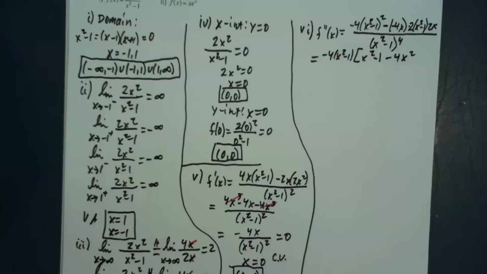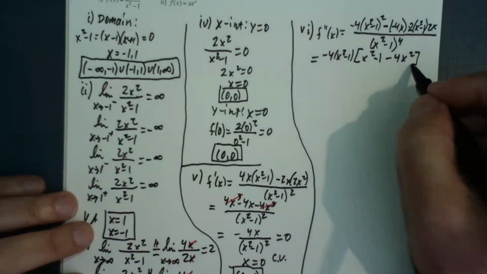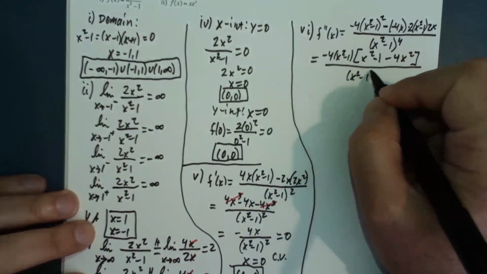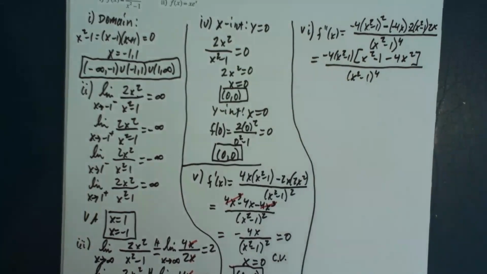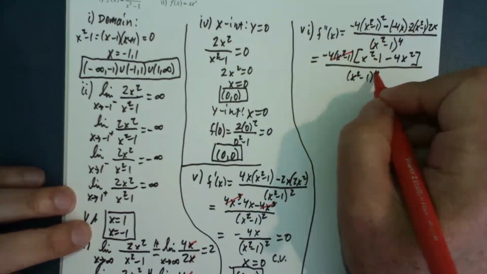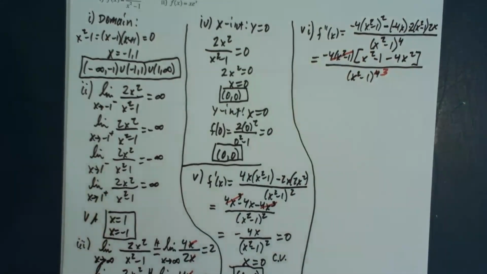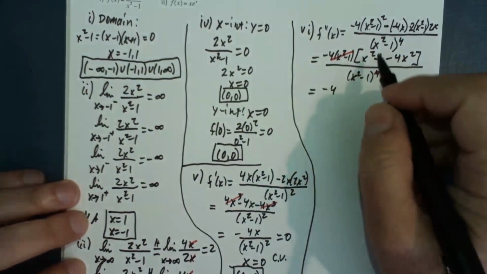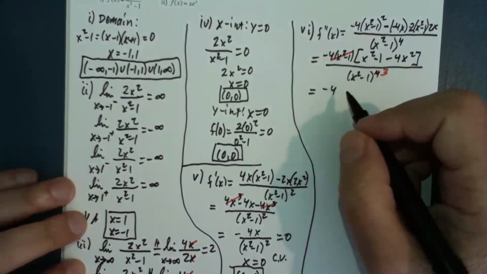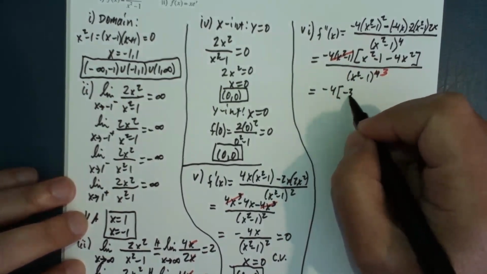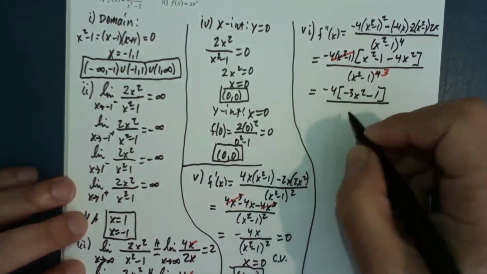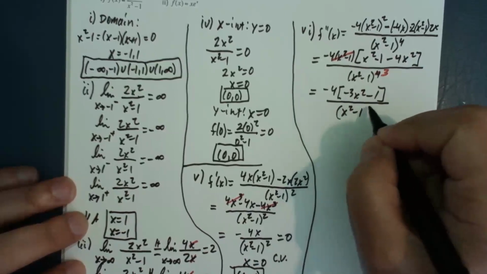Okay, so that is all going to be over x squared minus 1 to the 4th, and I'm going to notice I can reduce one of these out. So we have negative 4, and in the parentheses, I'm going to end up with negative 3x squared minus 1 over x squared minus 1 to the 3rd.